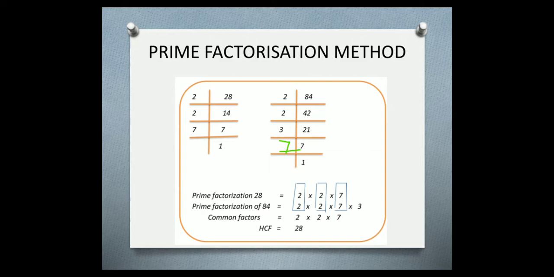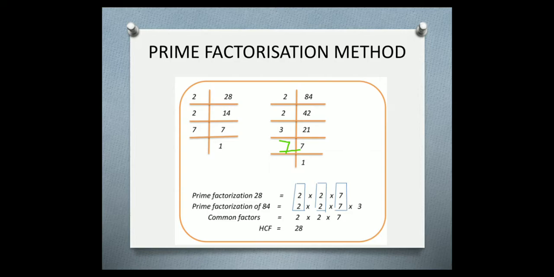Now take the common factors. So what is that? 2 into 2 into 7. Multiply the common factors. So what will you get? You'll get your answer 28. That is my HCF. Clear? So this is how we solve in the prime factorization method. In your previous classes you would have learned about writing the factors, and from that you take the common factors, and from that you take the highest one. That you have learned in your previous class, right?